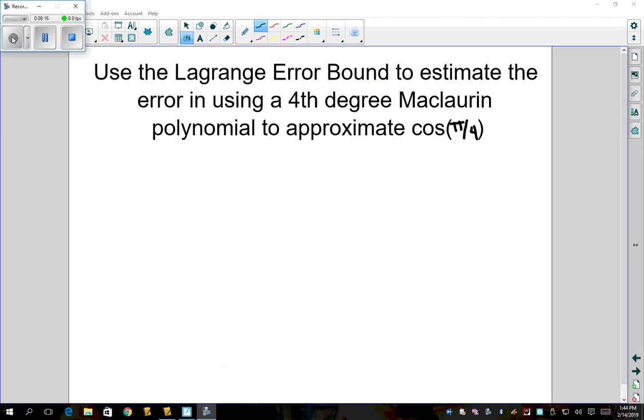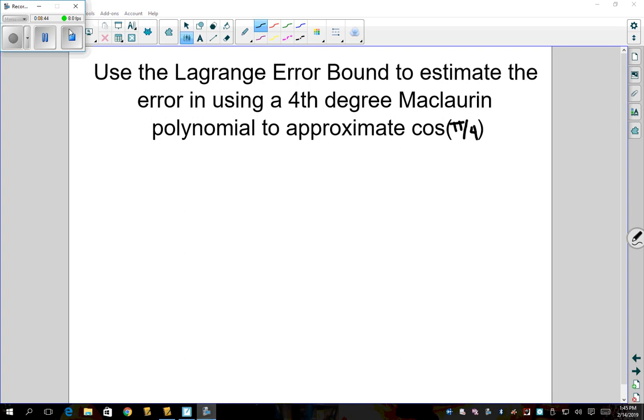So here's really our first example. This is asking us to use the Lagrange error bound to estimate the error in using a 4th degree Maclaurin polynomial to approximate cosine of pi over 4. So the first thing we need to do is find the 4th degree Maclaurin polynomial. And so this is cosine of x. This is one of the special ones we have to memorize.